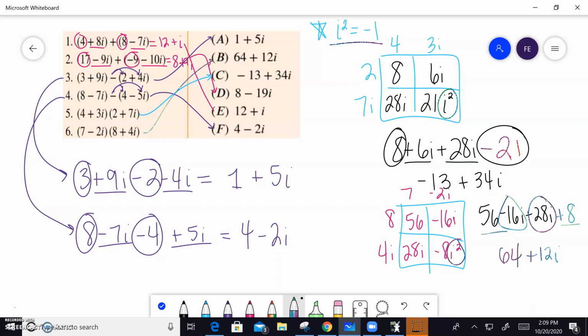I have matched them all up. That is the difference between each type. Addition being the easiest, subtraction follows very closely. Just make sure to distribute those negatives. Multiplication, use your area model to multiply. Combine your like terms. But remember, i squared is the same thing as negative 1.